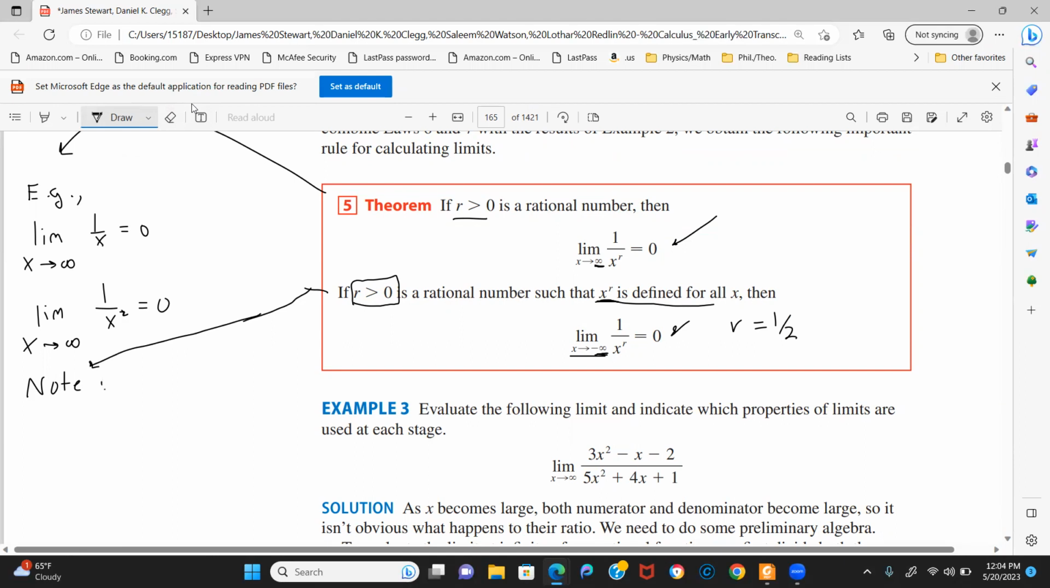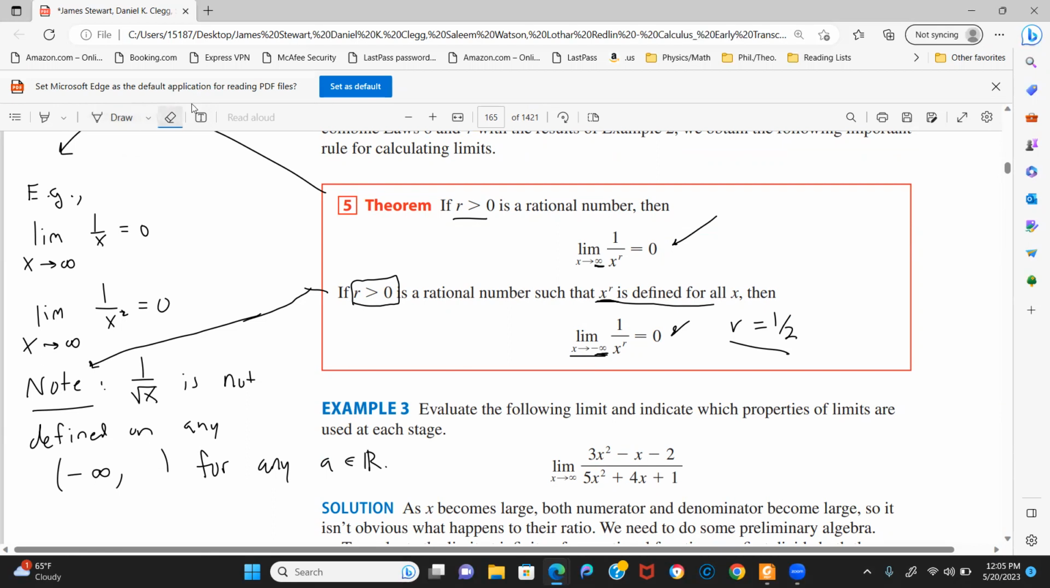Note, you have to be careful because 1 over square root of x, so r is equal to 1/2, is not defined on any interval of the form (a, infinity) for any real number a. And remember, that was part of the definition to take the limit as x goes to infinity. You have to be defined on some interval of this form, right? But it turns out 1 over square root of x is not defined on any interval of that form.